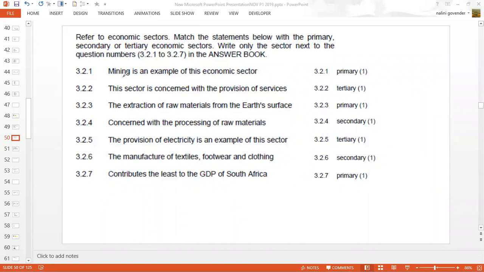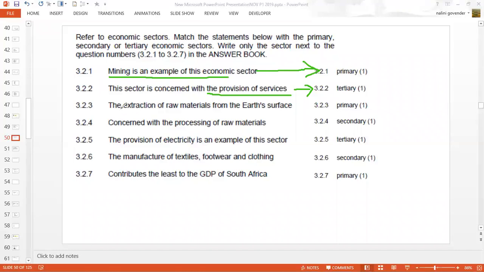It says mining is an example of this economic sector. And yes, you are right. Mining would be an example of the primary economic sector. This sector is concerned with the provision of services. And again, the answer is tertiary.